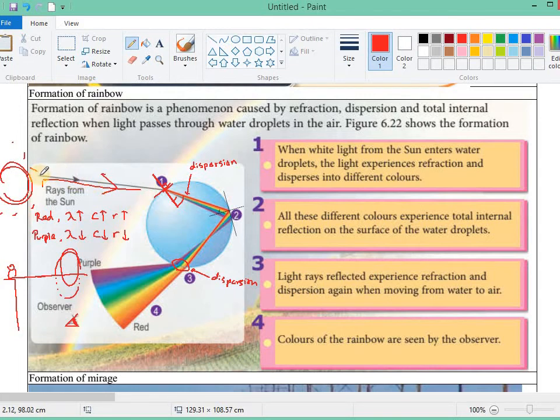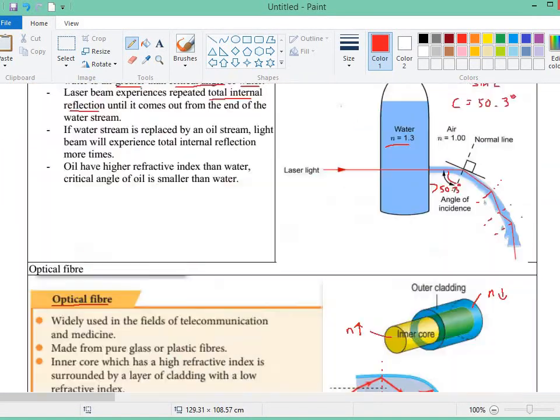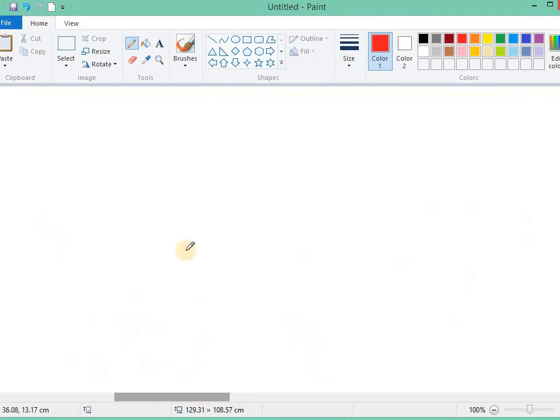You need a light that is moving straight in, and then you take a hose and you spray water. You spray the water into the sky. That means if you want to make your own rainbow, you can do it like this.